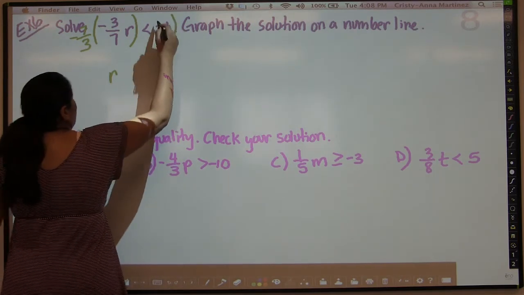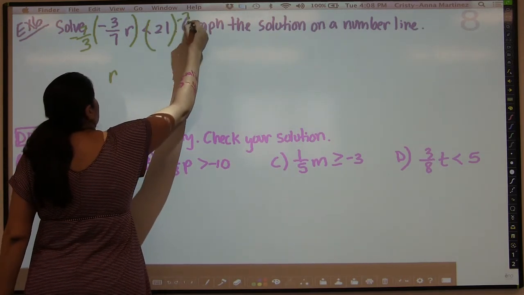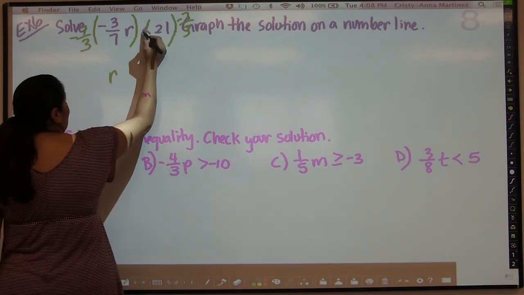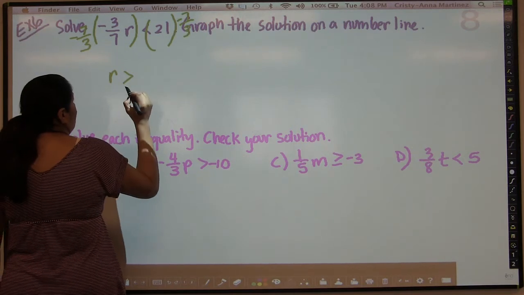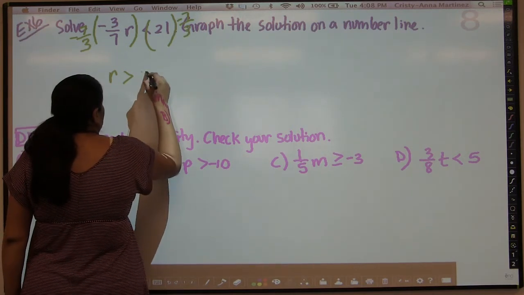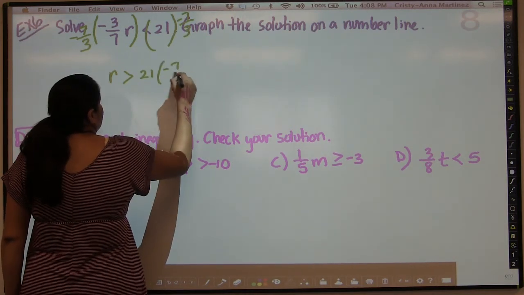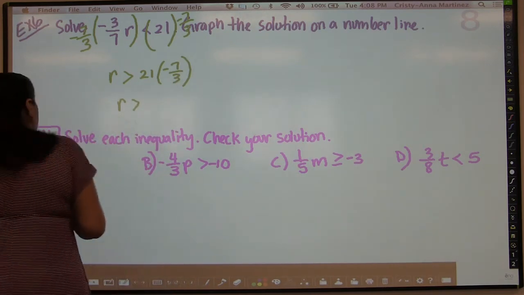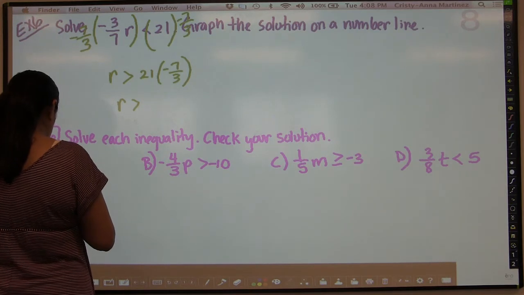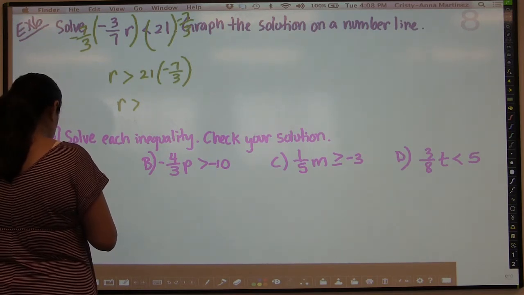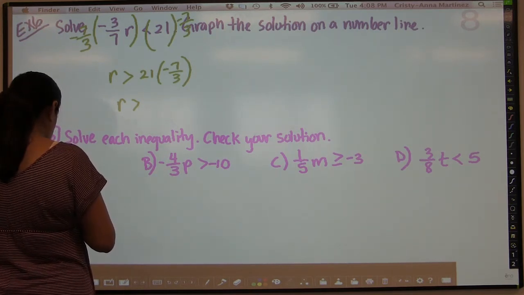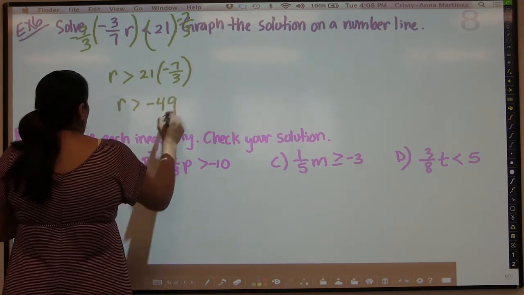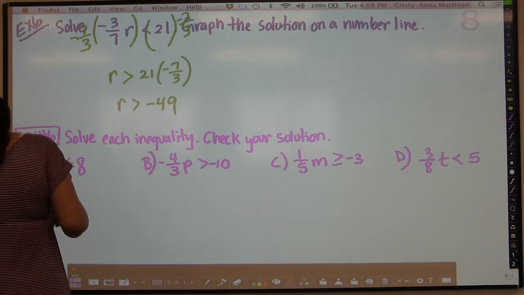But whenever I multiply by a negative, I have to reverse my symbol. So instead of this being a less than, it's now going to change to a greater than. And now I have 21 times -7/3. And then I'm going to put that in the calculator. So I get -49. R is greater than -49.